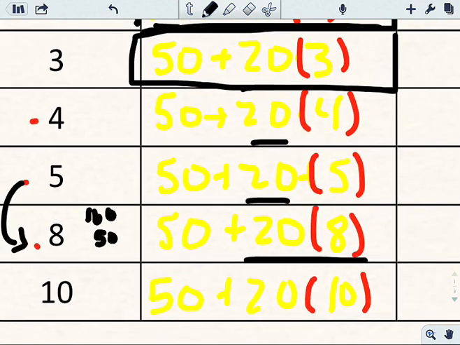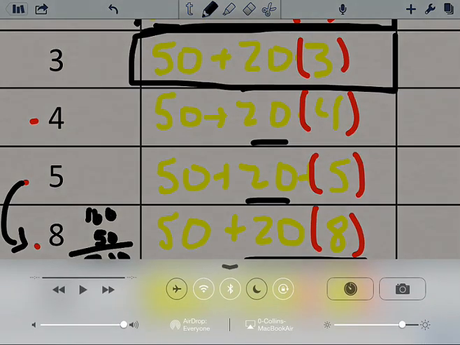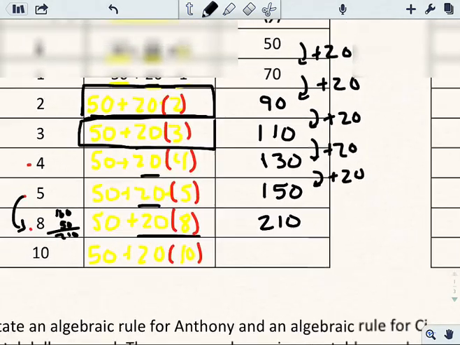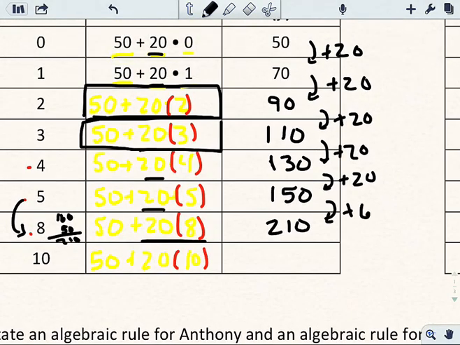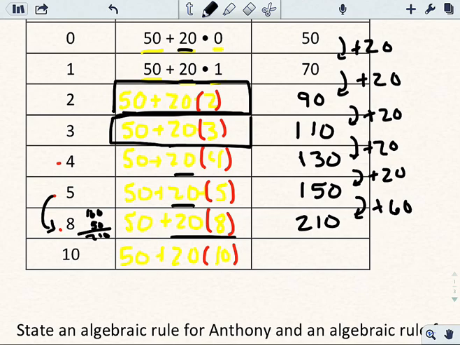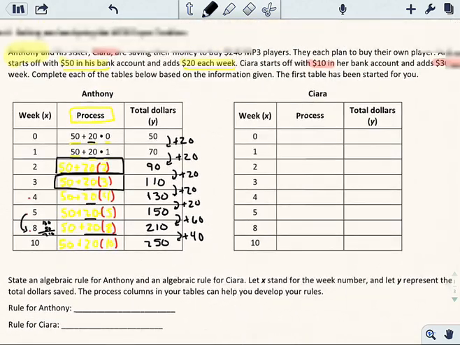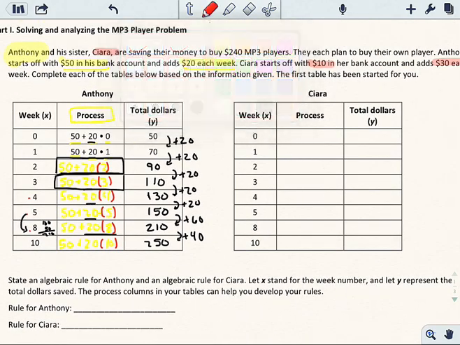160 and 50 make 210. Either way is good. So the jump here should be 60 because that's 3 weeks. And here's a 2-week jump, so that jump will probably be 40, so that'll be 250. So lots of ways we can work out that table. Anyway, that's what we got for Anthony over here.